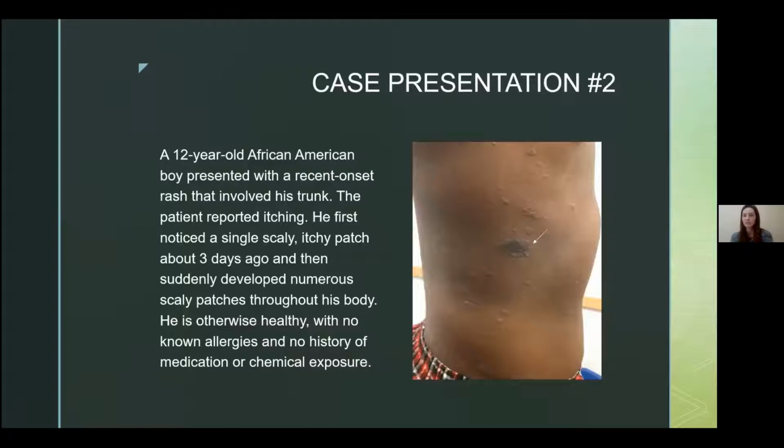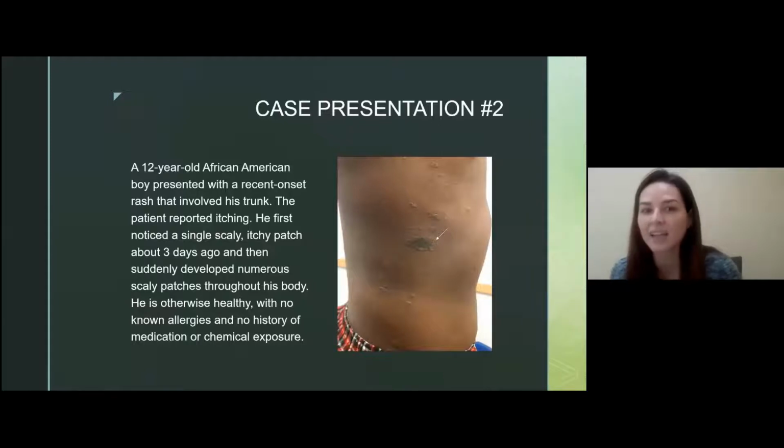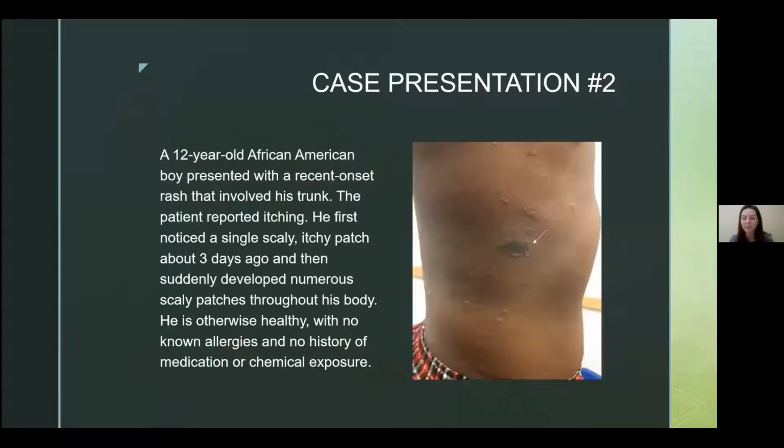A 12-year-old African-American boy presented with the recent onset rash that involved his trunk. The patient reported itching. He first noticed a single scaly itchy patch about 3 days ago, and then suddenly developed numerous more. That kind of hints at the diagnosis. And I'll mention that there's an arrow to one of the hints, and that's the first itchy patch that appeared 3 days before the rest of the rash. So that's a very important key point there.